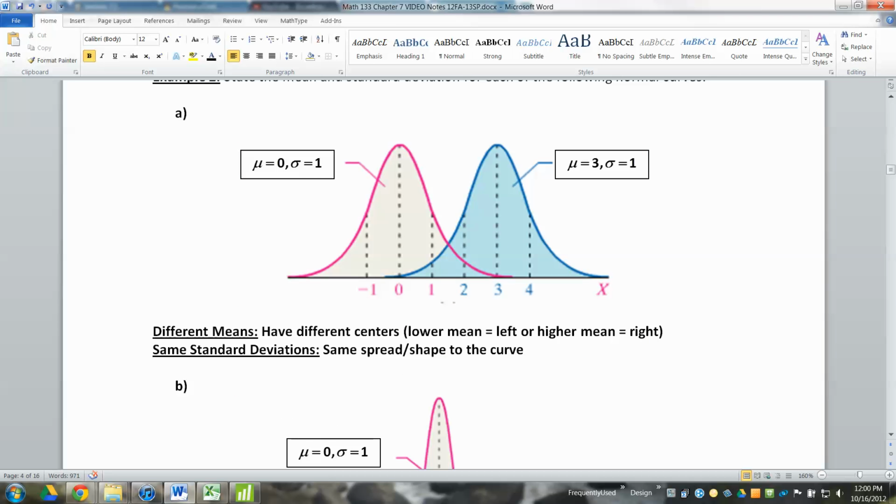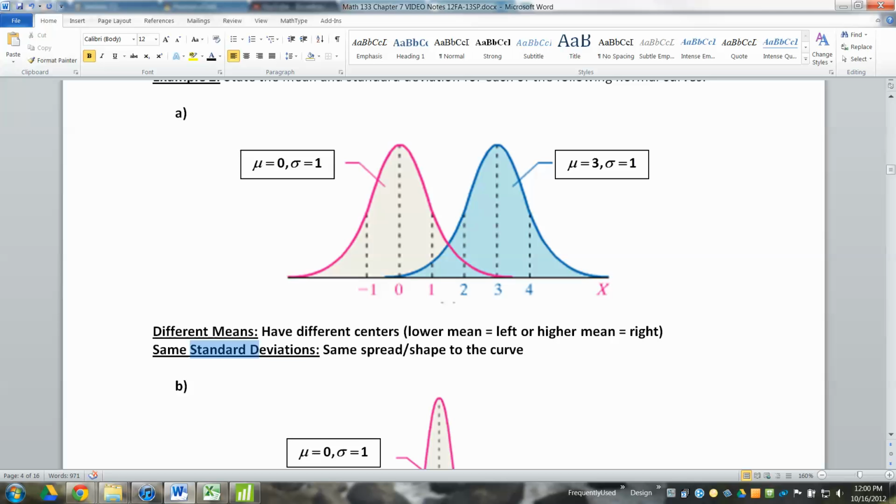Now what does that imply for us? If two curves have different means, that means they have different centers. So the lower mean would be more on the left, and the higher mean would mean that the graph is centered more on the right. Okay? Now what else does that mean for us?